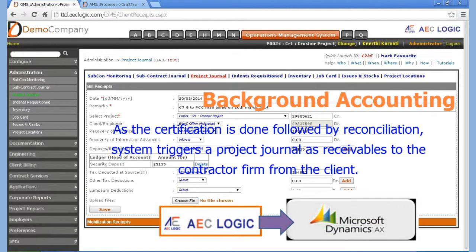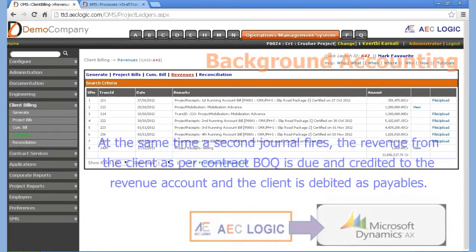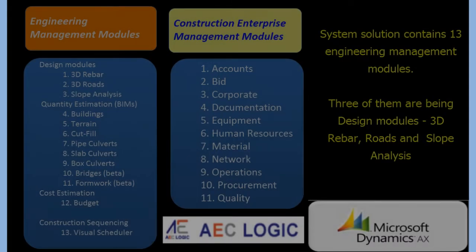As the certification is done followed by reconciliation, system triggers a project journal as receivables to the contractor firm from the client. Under this step the finished goods asset moved to cost of goods sold as costs under project expenditure. At the same time a second journal fires, the revenue from the client as per contract BOQ is due and credited to the revenue account and the client is debited as payables.